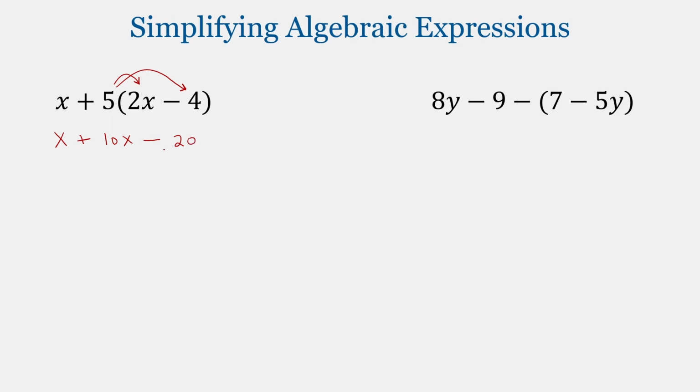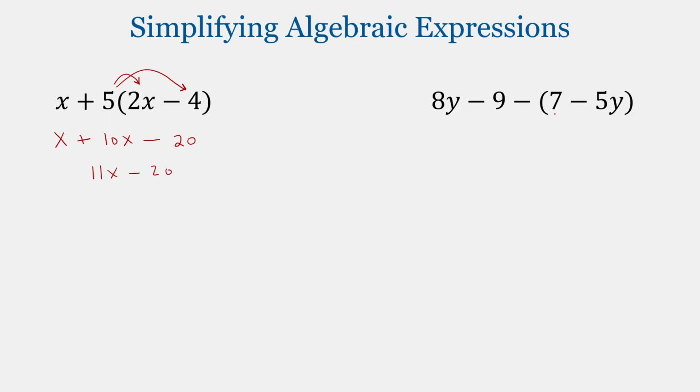And now we have to combine like terms. x and 10x have the same variable raised to the same power. They are like terms. So that is 11x minus 20.